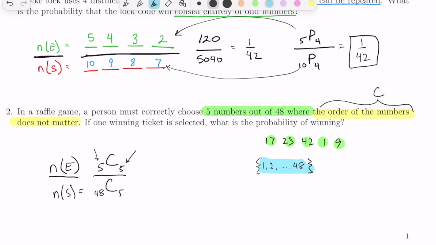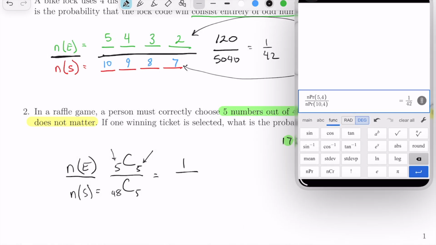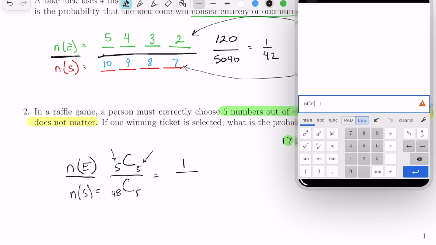That's why it's 5C5. Now, another way to consider that is it's really just going to come out to be 1, right? There's one winning ticket. There's one way to win, and that's to have all 5 of those numbers chosen. So when we do this, then this numerator is going to come out to be just 1, and the denominator is going to come out to be a fairly large number. So we'll do nCr, and we'll do 48 comma 5.